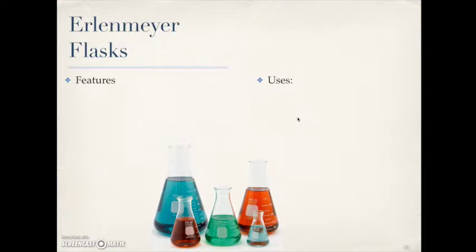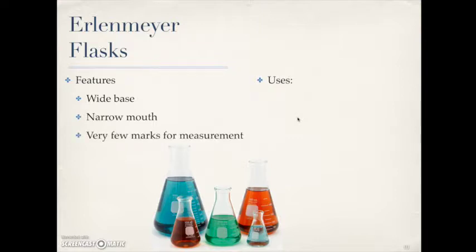Now, specifically, we'll talk about the Erlenmeyer flask first. As we can see, these are triangular or conical shaped flasks at the bottom. They have the wide base and narrow mouth, which allows them to be corked so that they can be swirled. They have very few marks for measurement, much like the beaker. So we can use them for heating and storing like the beaker. However, because it's got that narrow mouth, it can be corked and thus it can be swirled as well. Even without corking, you can swirl it without fearing that the liquid is going to come out of the top.